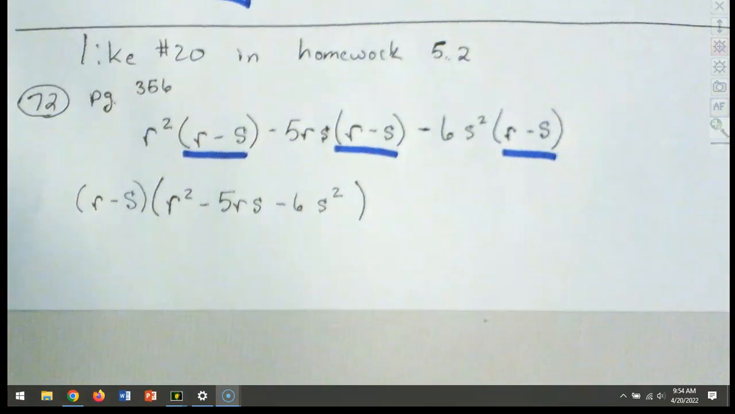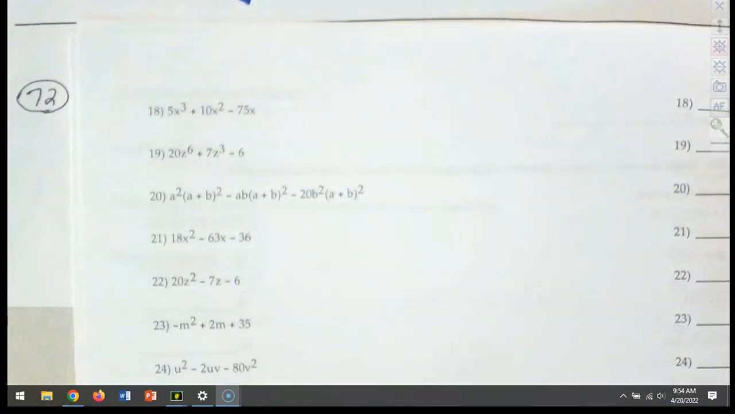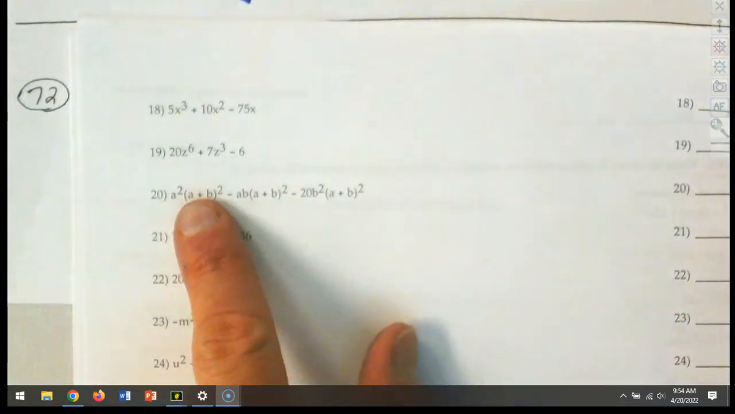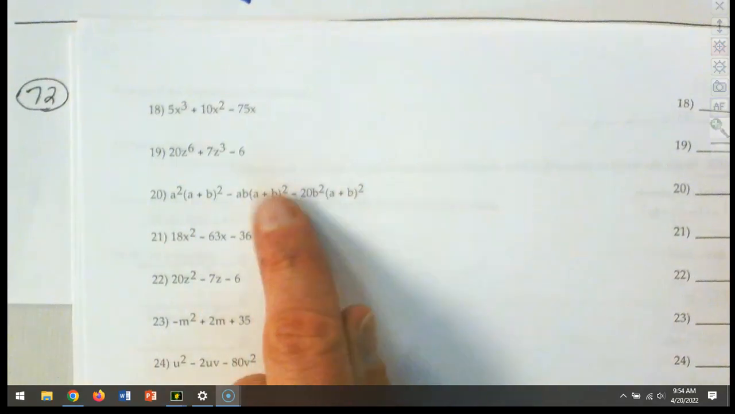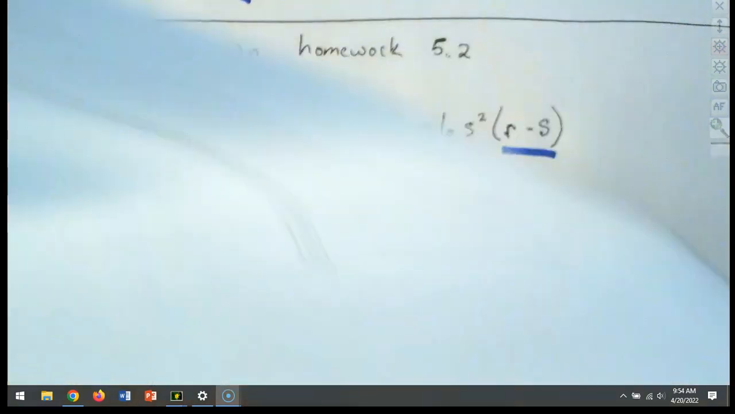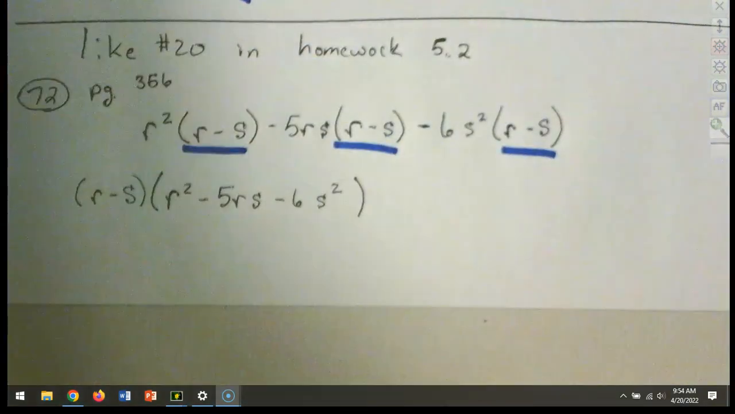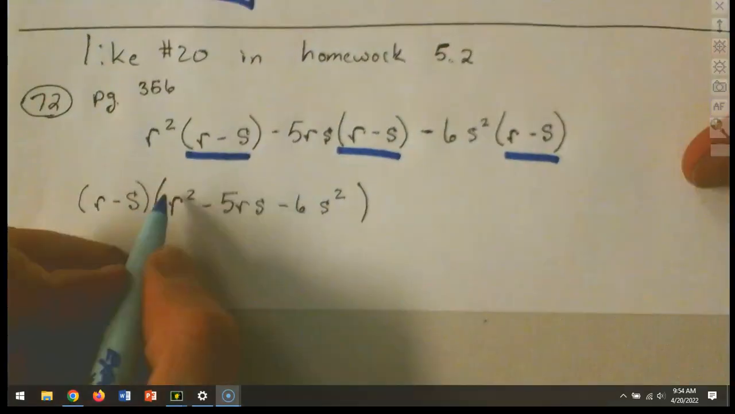Now, while you're copying that down, let's look at question 20 in your homework. What do these all have in common? A plus B quantity squared, right? So on question 20, you're going to take out an A plus B quantity squared. And then you'll factor it just like we're going to factor this one, just like we factored all the others.